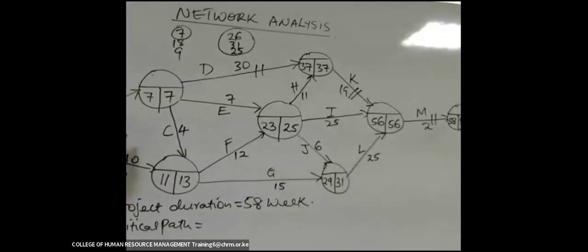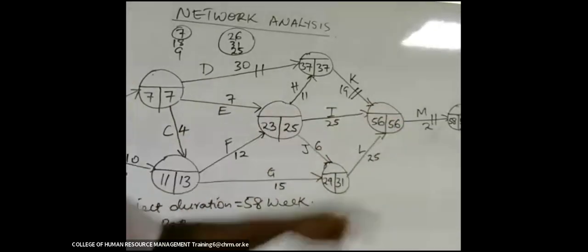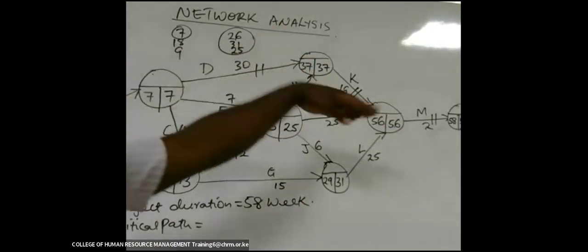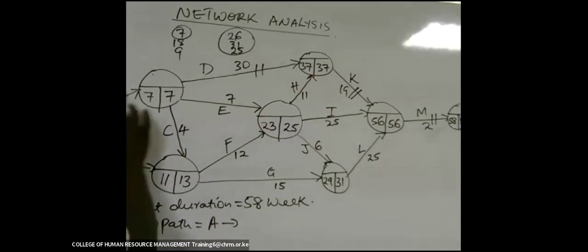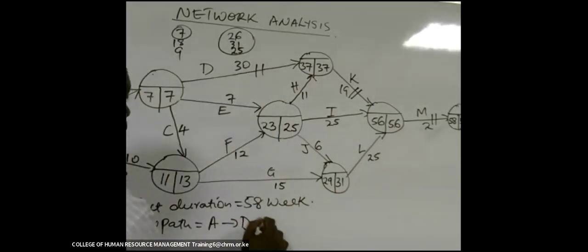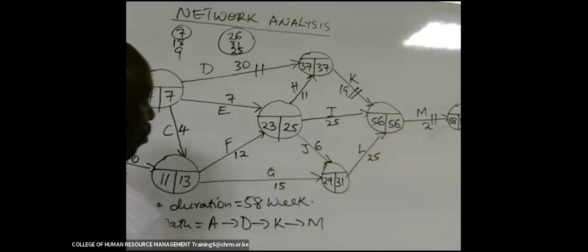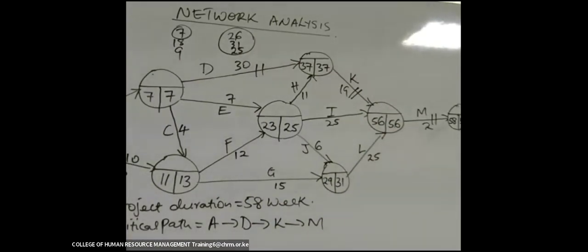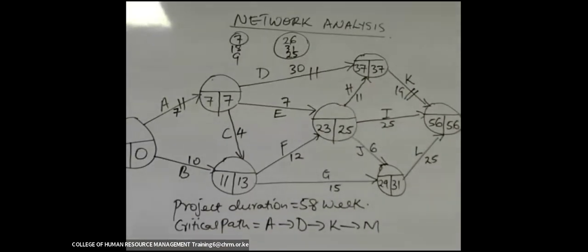The others, if you look at this, if you add 7 plus 7 plus 25 plus 2, they cannot give you 58. So it is that path which is the longest, which actually will lead to the project duration. So the critical path here, it is the path that starts with A. From A, we go to D. From D, we drop with K. From K, we finish with M. That is the critical path. The longest path in a project.